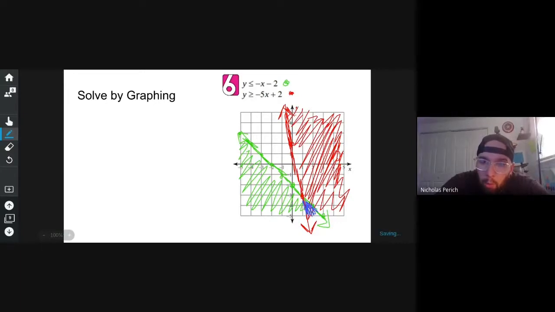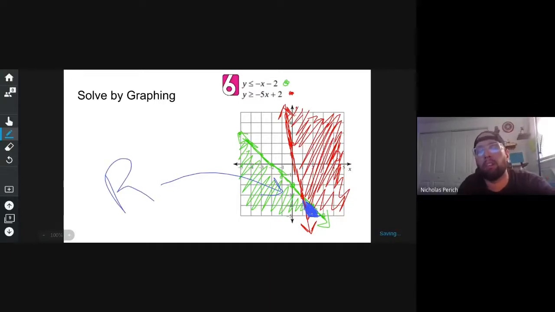So the blue is my final answer, that tiny little space is where my two lines and my two shades intersect. And what I'm going to do is put a little arrow there, and I'm going to put an R, because it's called a feasible region, and most books or most teachers use an R to represent your final region, and I'm not going to change that. I'm going to do it just like that, baby.